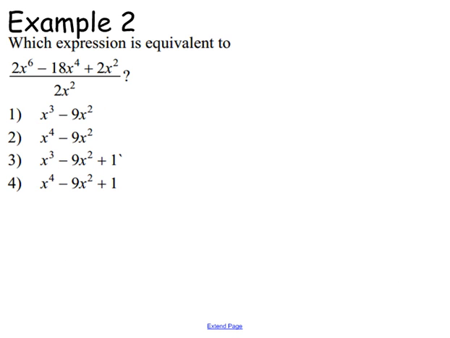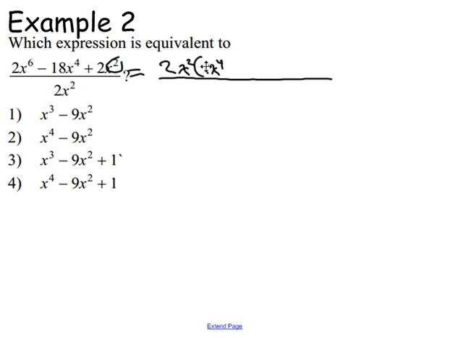Let's try another one. So again, I have to factor the top. I've got to take out the greatest common factor of 2, 18, and 2, and that would be 2. And then you take out the variable with the lowest exponent, and that would be x squared. Open parentheses, 2x squared multiplied by 1x to the 4th will give me 2x to the 6th.